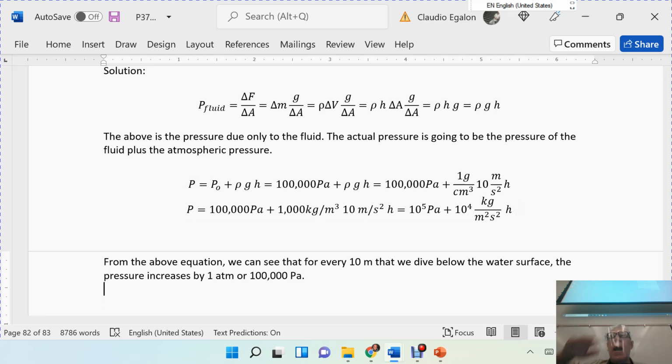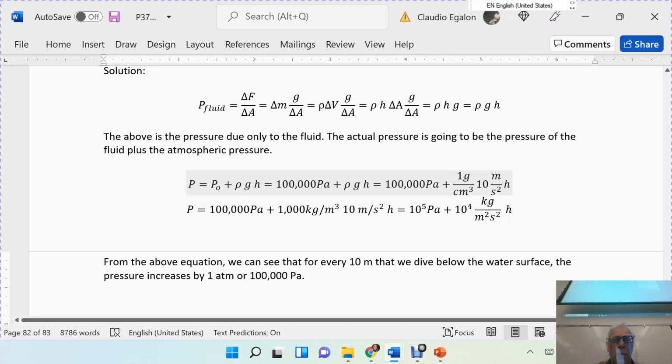So, at the surface of the water is 1 atmosphere. 10 meters below the surface of the water is 2 atmospheres. 20 meters below the surface of the water is 3 atmospheres, and so on. For every 10 meters, the pressure increases by 1 atmosphere. Very good rule of thumb, plus and minus 2%. 1 atmosphere pressure is not exactly 100,000.